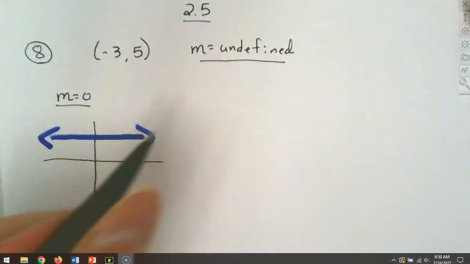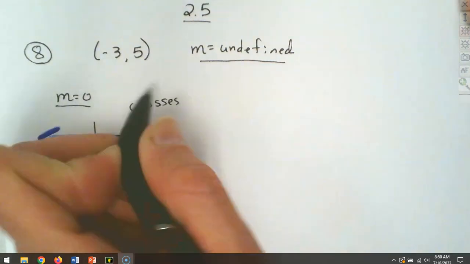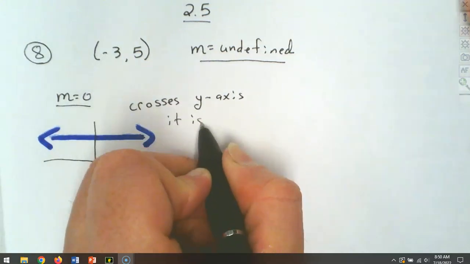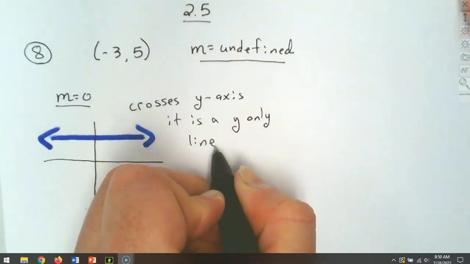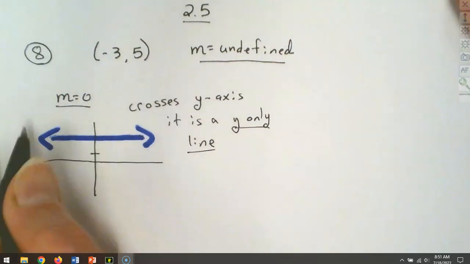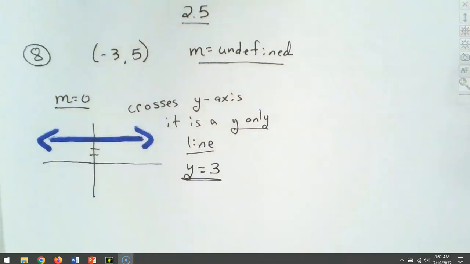This is going to be a y line. It crosses the y-axis, so it is a y-only line. If our slope was 0, it would be a horizontal line, and it would be y equals whatever your ordered pair would be with the y component. Let's just say this was up 3 units. This one would be something like y equals 3. That would be what I'd be looking for.